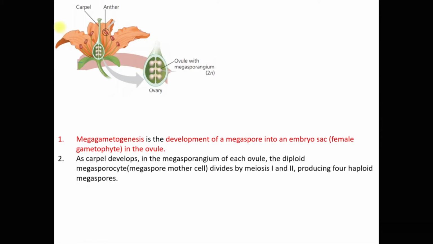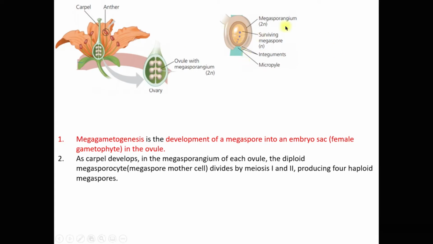As the ovule develops inside the megasporangium, the diploid megasporocytes will divide by meiosis 1 and 2, which eventually produces 4 haploid megaspores. You can see there are 4 haploid megaspores, the outcome of meiosis from the megasporocytes.